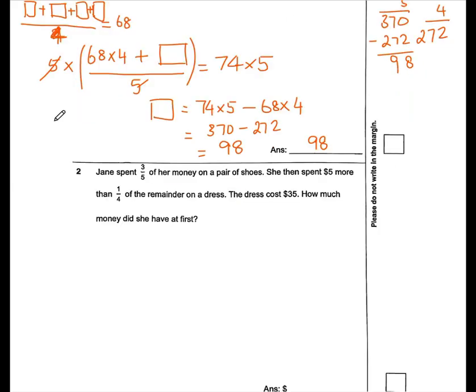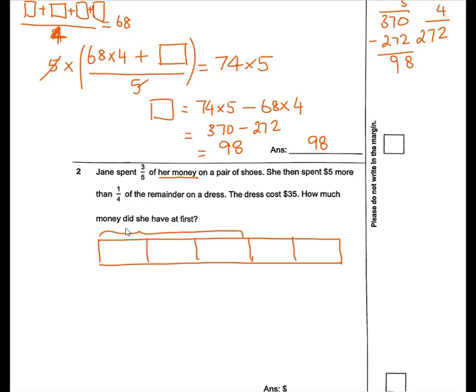Jane spent 3/5 of her money on a pair of shoes. So 3/5 of her money. So this is the total money, and you're dividing it into 5 parts. Let me draw a slightly bigger one, and 1, 2, 3, 4, 5. And out of these 5 parts, 3 parts she's using on a pair of shoes. So this is used for a pair of shoes.